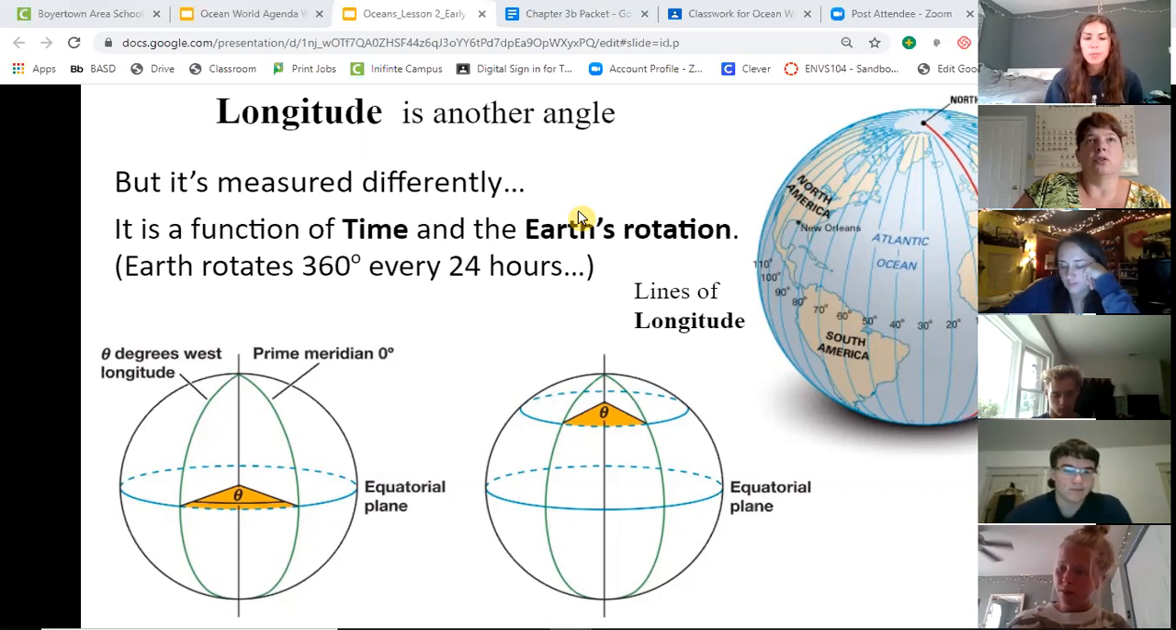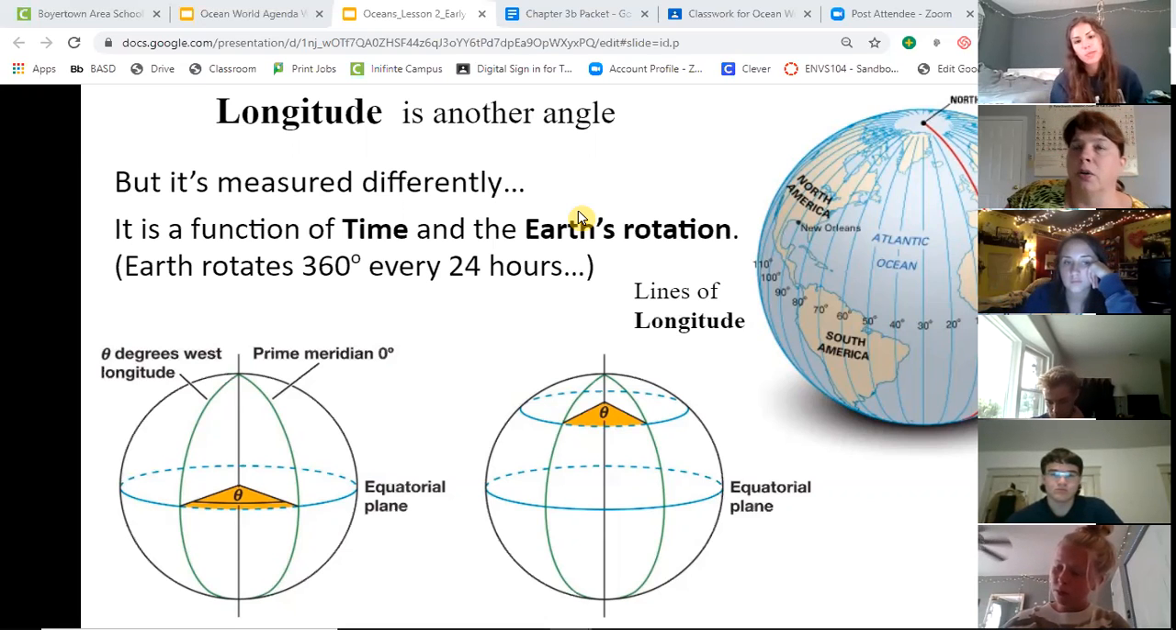So whereas latitude is north and south, longitude is east and west, and it goes from 0 to 180. So directly across from the prime meridian would be the 180-degree line, and then everything west would have a west designation, everything east would have an east designation.